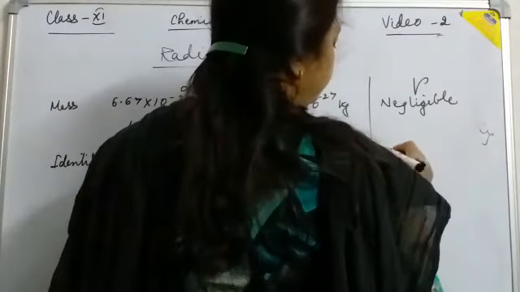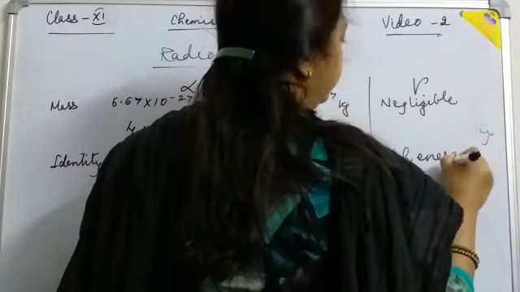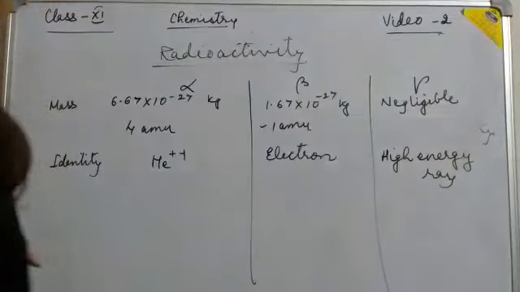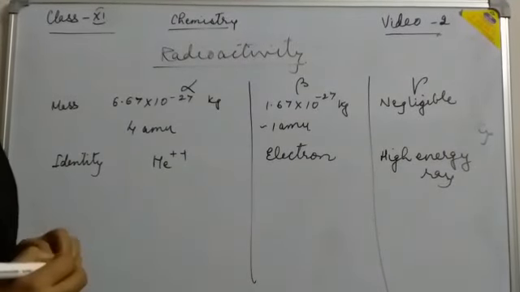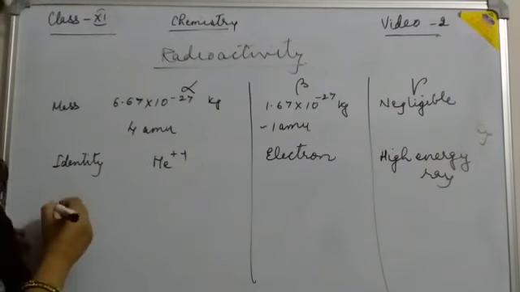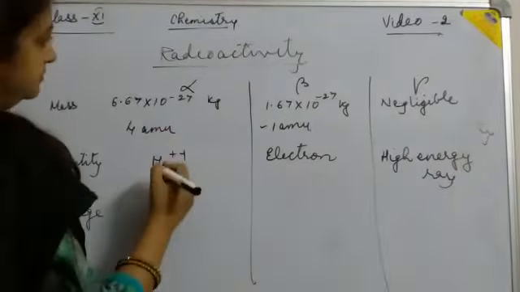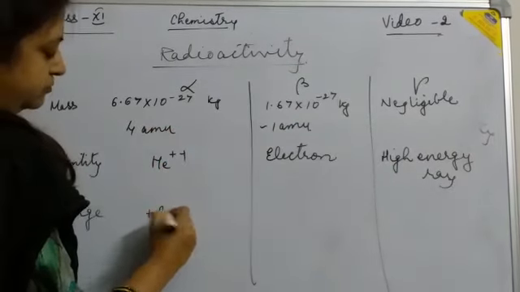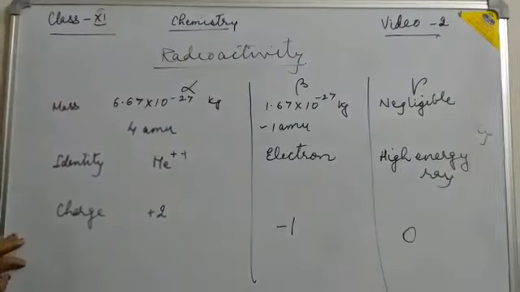And the energy of this ray is very high. So it is high energy radiation. The magnitude of charge is plus 2, minus 1 and this is 0.